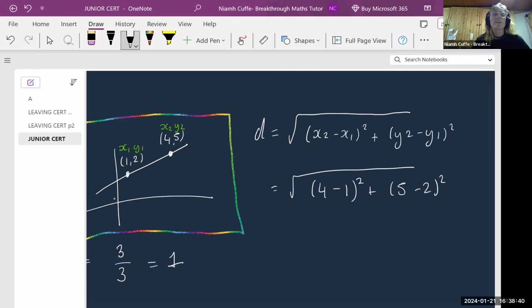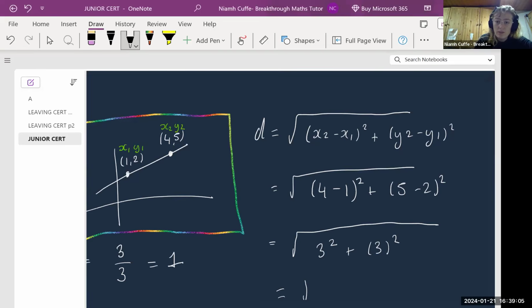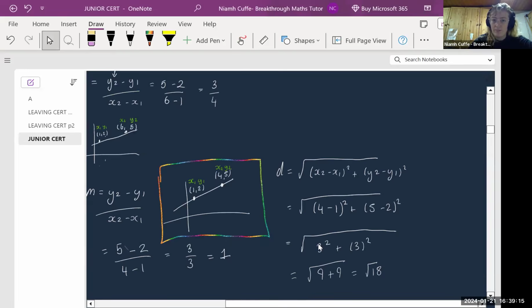Okay, so for these formulas, guys, as long as all you do at the beginning is draw on your labels x1, y1, x2, y2, then you're always going to be able to use these formulas, and you can label them any way you want to. So the distance between these is, we've got 4 minus 1 is 3 squared. 5 minus 2 is also 3 squared. 3 squared is equal to 9. So we have the square root of 9 plus 9. And the distance in between them is the square root of 18.